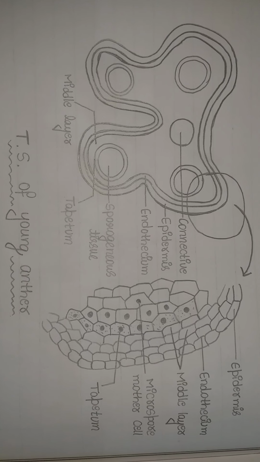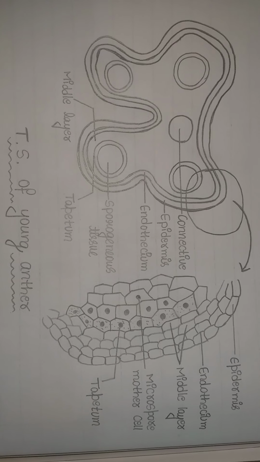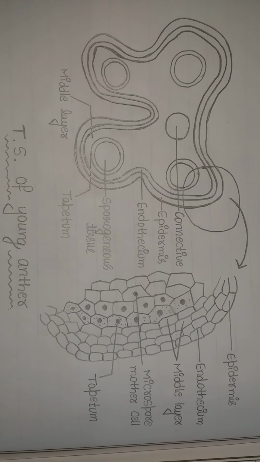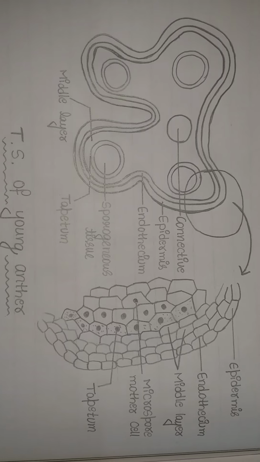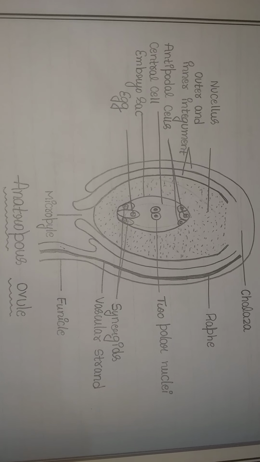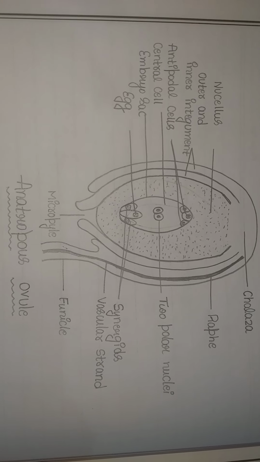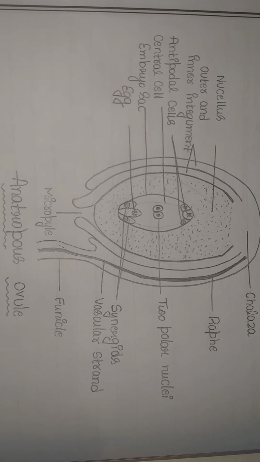Next, second one, TS of young anther. This is a transverse section of young anther, and this is another important diagram from the second chapter. Third one, anatropous ovule. This is the third important diagram you have to practice for the annual exam.